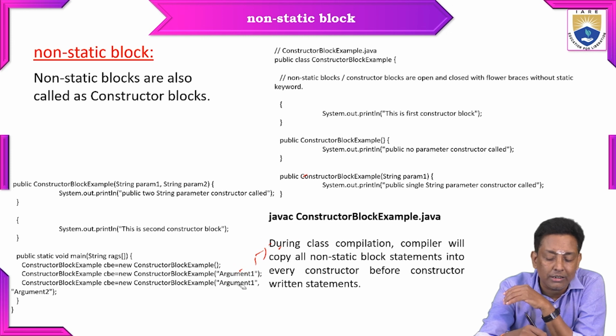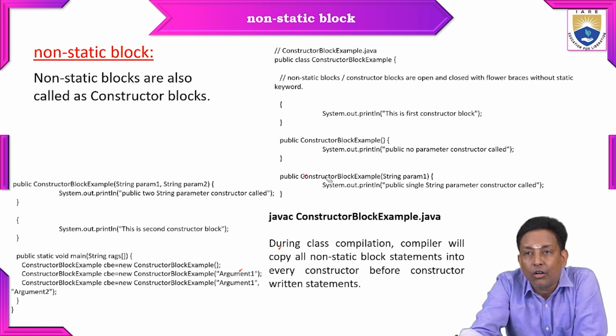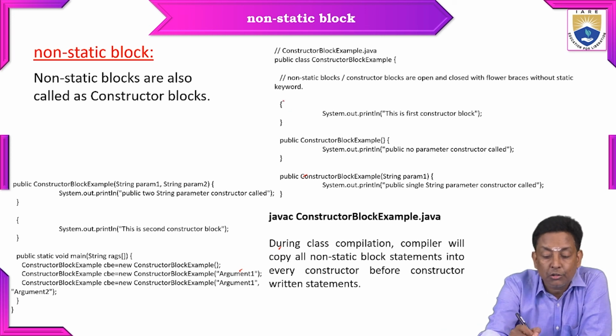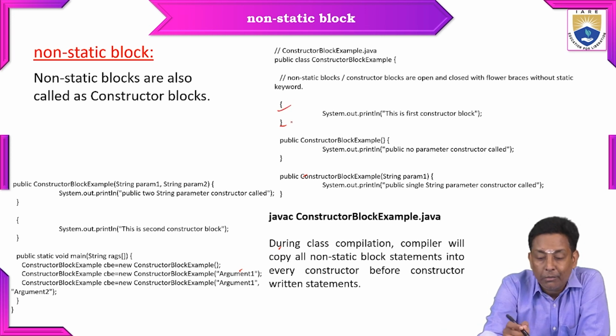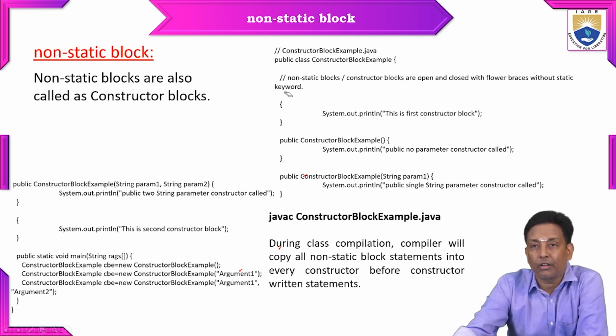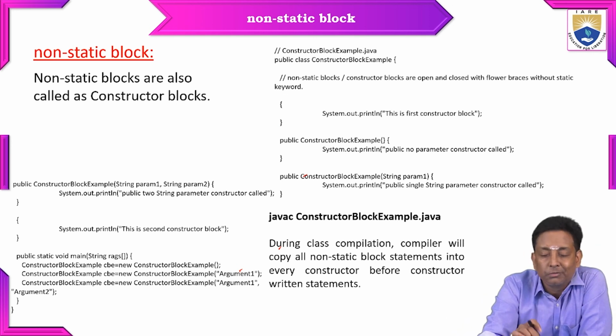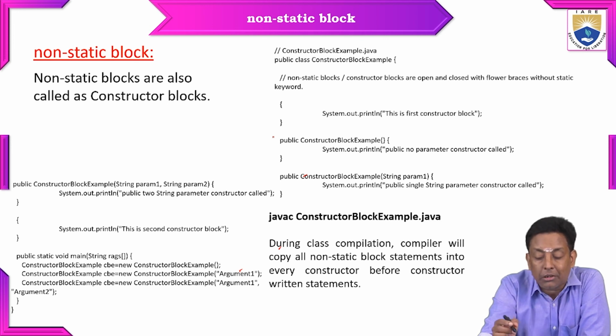Here is one small example. Check out here how to write a non-static block. Just open and close flower braces. Previously for the static, we wrote static. For the non-static, don't write anything. Just open and close the flower braces. People feel like a method or constructor is missing, something is missing here, but no. When flower braces are opened and closed, it's called a constructor block.